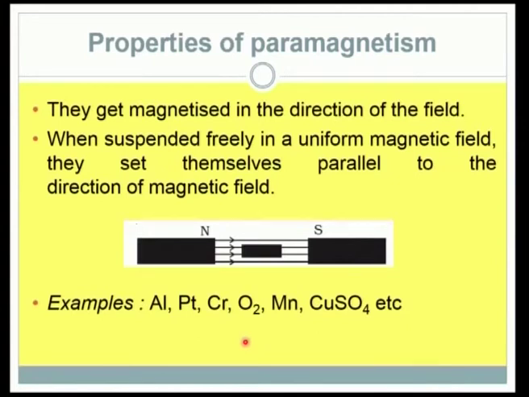What are the other points? They get magnetized in the direction of the field when it is subjected to external magnetic field. When suspended freely in a uniform magnetic field, they set themselves parallel to the direction of the magnetic field. This is how they align. Whereas diamagnetic perpendicular, but here they align parallel to the magnetic field. And these are some of the examples for the paramagnetic materials. Now we will take up the ferromagnetic materials for our study.